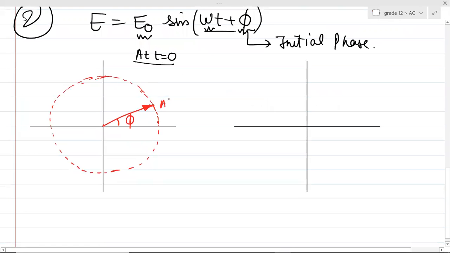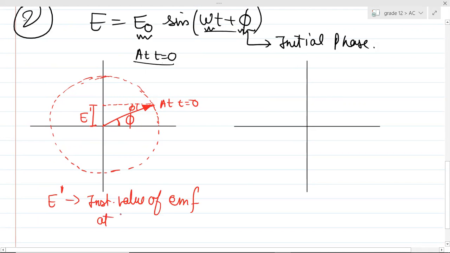So at t equals to 0, the phasor is over here. Can you see, if I try to get some instantaneous value, I can get it. If this is phi, and if I say this is E dash, because we are talking about EMF, right? So this is the initial value, E dash, the instantaneous value of EMF at t equals to 0.